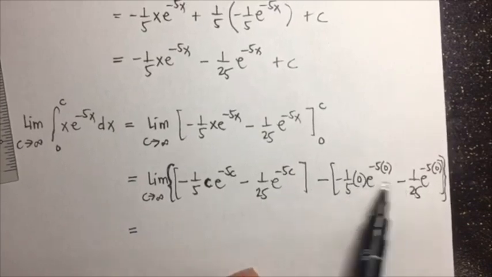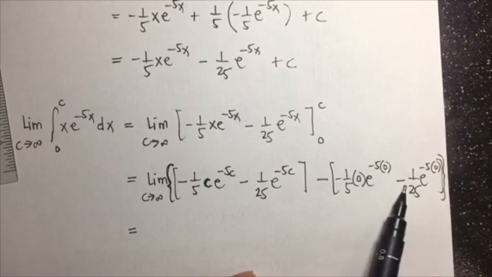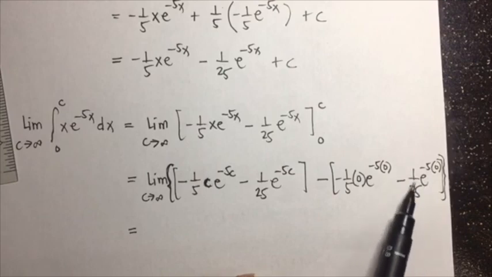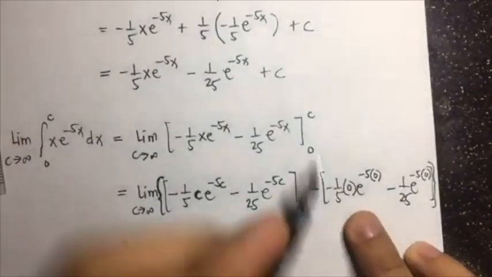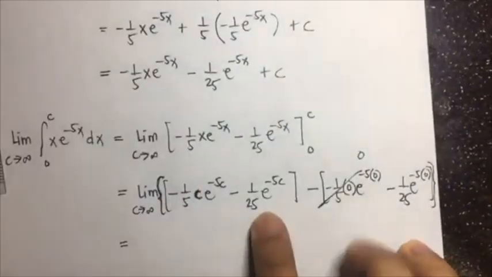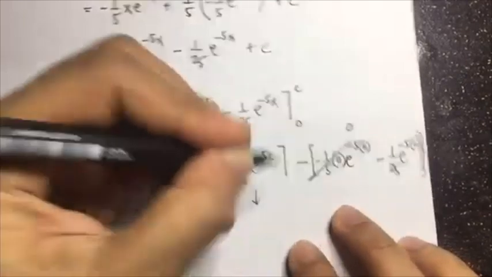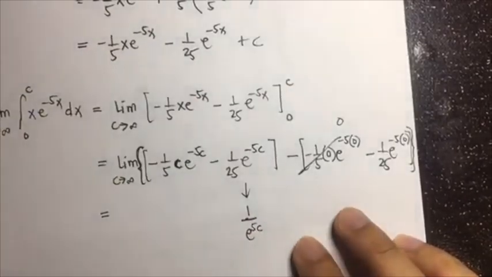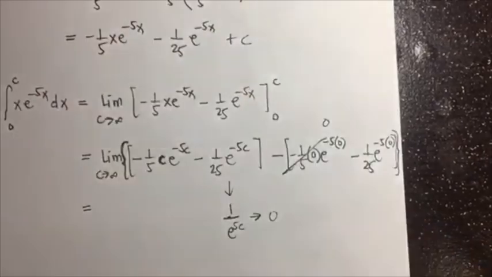So for this one, this will approach 0, and obviously these two will be 0. Here we have a multiplier of 0, so this one will become 0. And then e raised to 0, that is 1. Therefore, we will have a 1 over 25 remaining here. So let's simplify this. This will become 0, and this will also become 0, because this will become 1 over e raised to 5c.